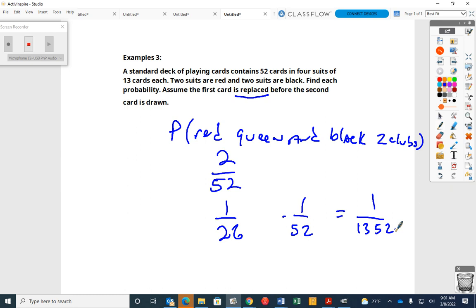How did we get the 1 over the 52 again? Because there's only one black 2 of clubs. There are 2 black 2s. One of them is clubs, one of them is spades. There's only one black number 2 of clubs. So 1 over 52. Just leave it there. Does this make sense?